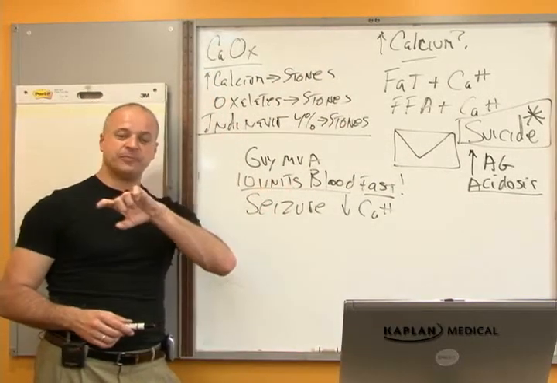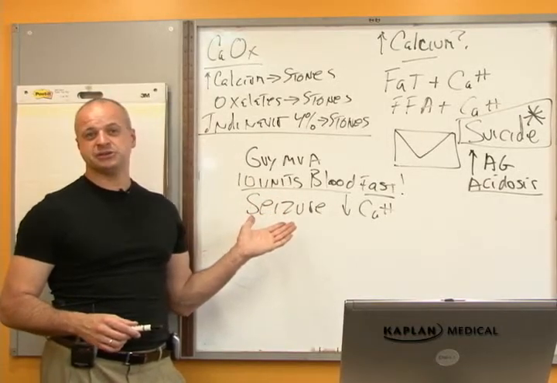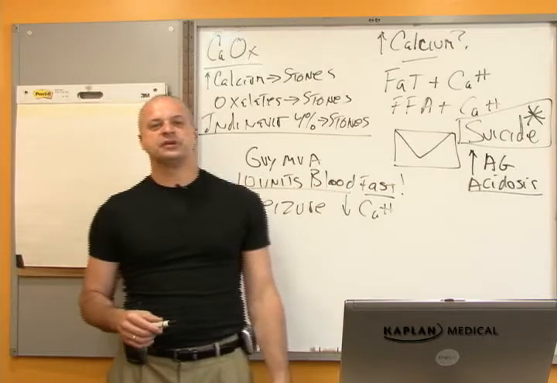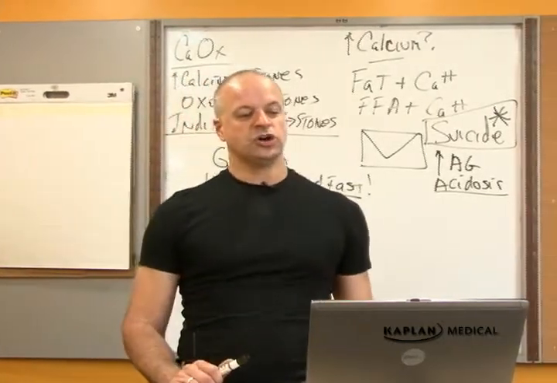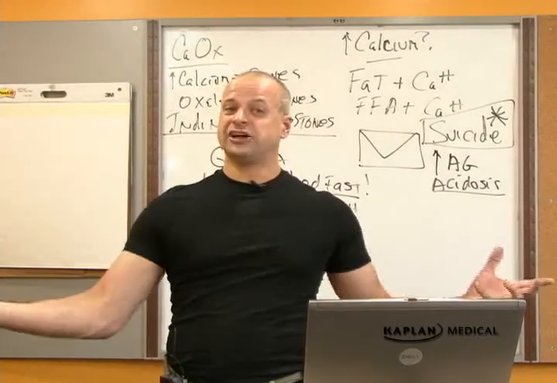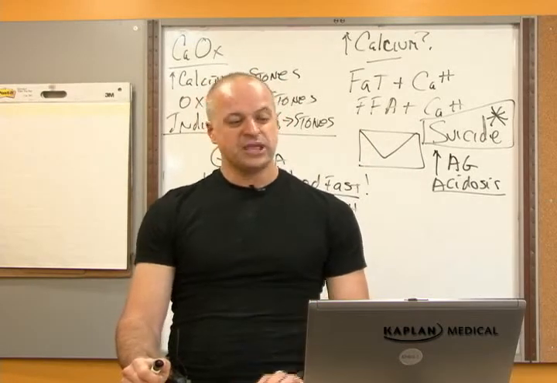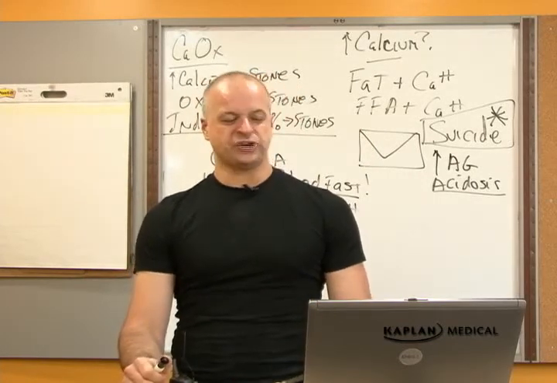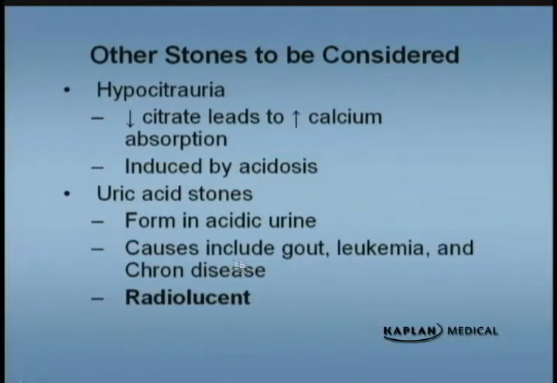Citrate binds calcium. That's good in a unit of packed cells. It's a natural anticoagulant. Keeps the blood anticoagulated. That's bad if you get it all bound up. You can cause a seizure. Low citrate causes you to have increased calcium absorption. Calcium citrate. So if you have low citrate, what happens? Sick people have low citrate. Increased calcium absorption.